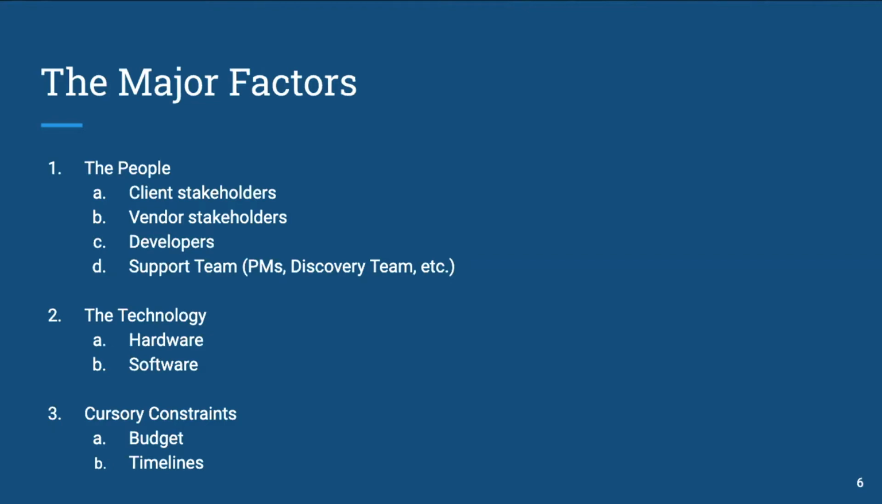You have the people that are on the client side, so the client stakeholders. You have the people that are on the vendor side and the vendor stakeholders. You have your engineers, the developers, and then you have all the other support team around them, right? So that's all of the other project managers, discovery team, testing team, all of those elements count as the supporting team.